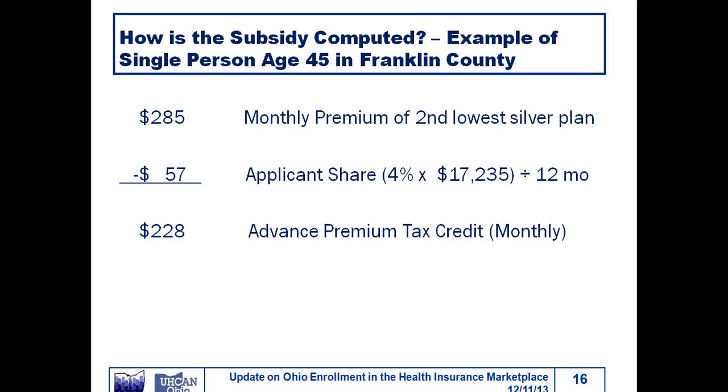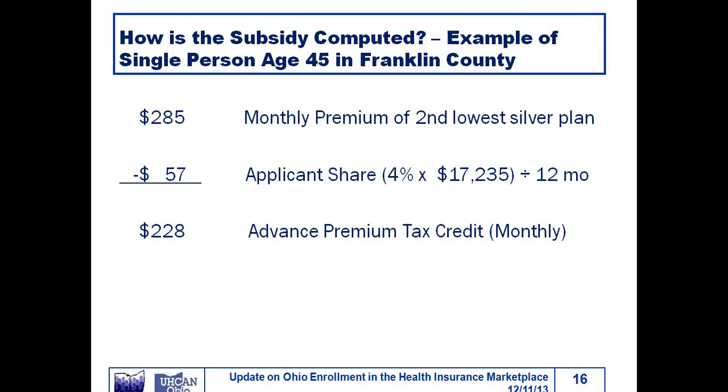Silver is the level that provides 70% of coverage. You look at all the plans offered on the silver level in my county on the website, and the second cheapest plan, they take that premium and then they figure out my share based on the chart. What's my household income? What percentage of my income am I expected to pay? That percentage of annual income is what I'm supposed to pay, then divide it by 12 because we're figuring out my monthly premium, and you figure out what I'm allowed to pay.